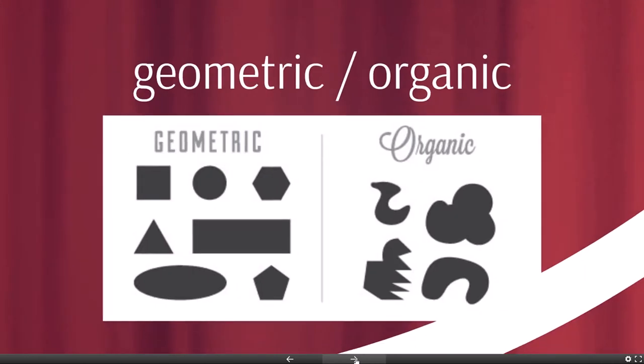Geometric shape. Geometric shapes are very regular. They seem to be very man-made. Organic shapes are more irregular. They seem to be very natural. So this is the difference between geometric shape and organic shape.